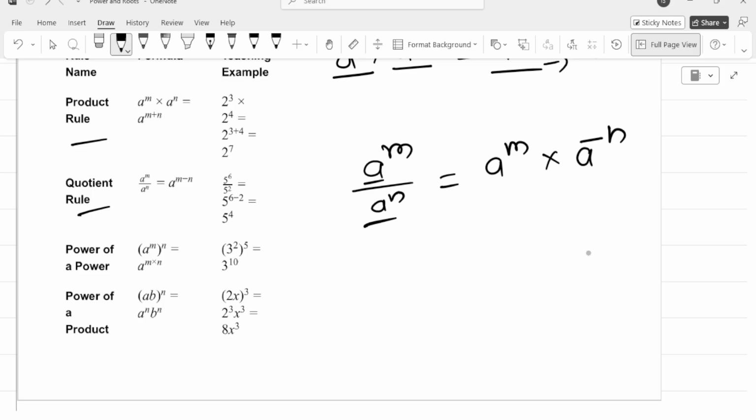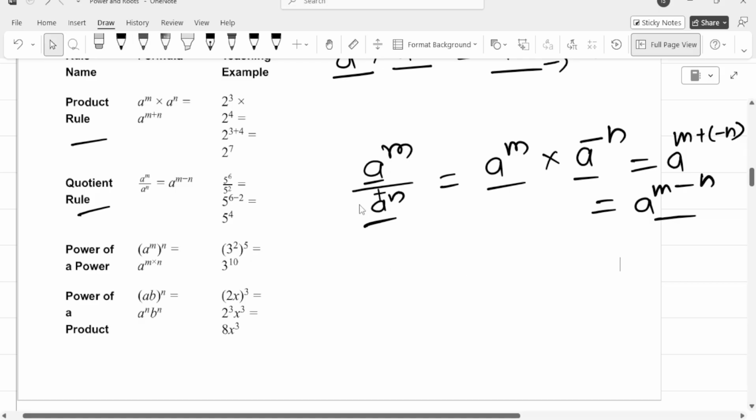When a to the power m positive is in the denominator form, the sign changes. If it is positive it goes into negative, and if it is negative then it goes into positive. Again the base is the same, and their powers add: a to the power m plus minus n. I already explained in earlier classes that plus into minus is a minus. So here is the solution for the quotient rule.